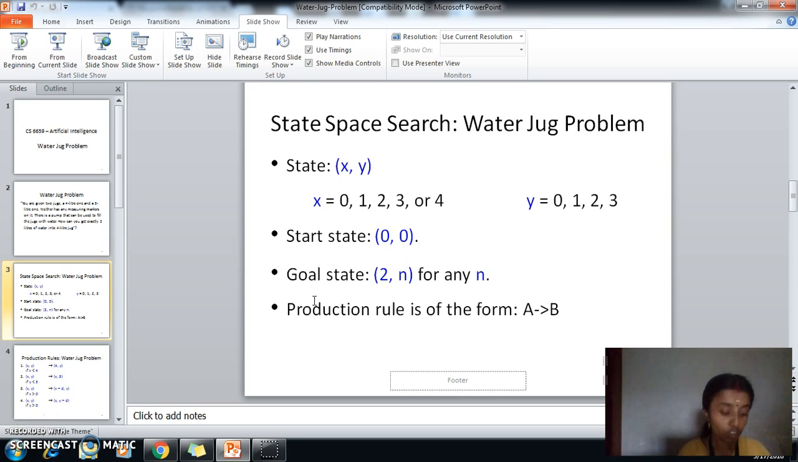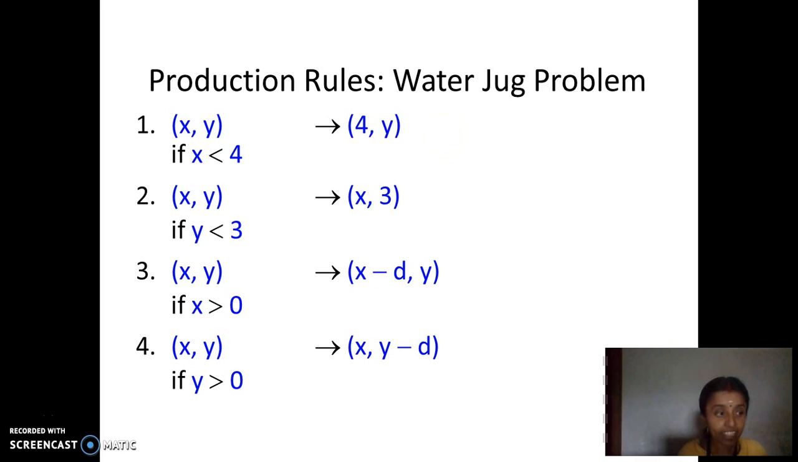The goal state is to get 2 gallons of water in the x jug, and the y jug can have any amount of water. To solve the water jug problem, one needs to define the production rules. The production rule is of the form A implies B, where A is the applicability of the rule and B is the operation to be performed. Let us see how to write production rules for the water jug problem. The first rule is, if x is less than 4, that is, if x has some space to fill in water, then the x jug can be filled with 4 gallons of water and the y jug keeps y amount of water.